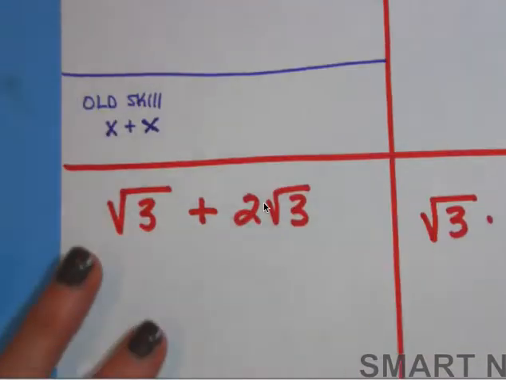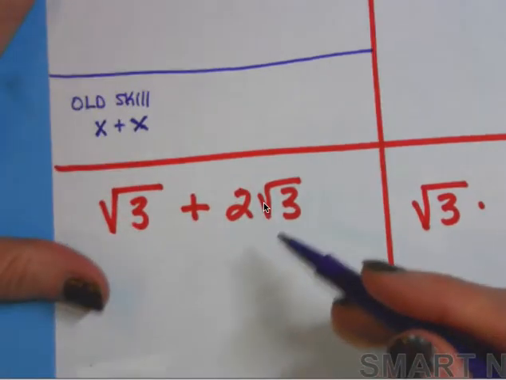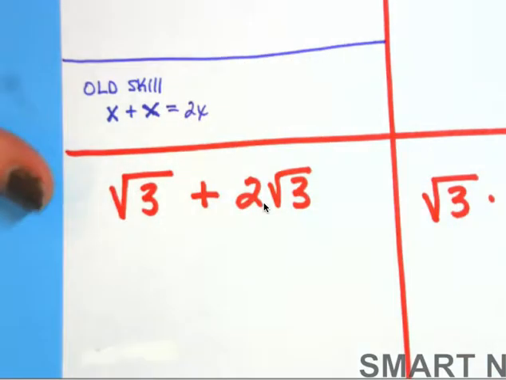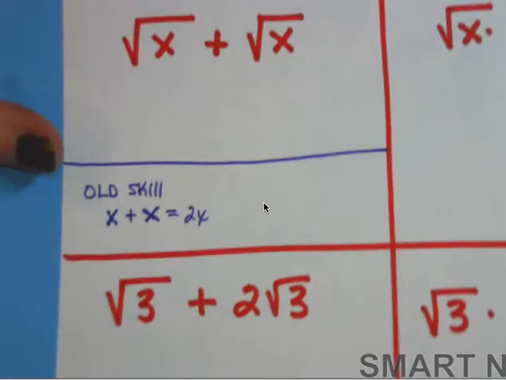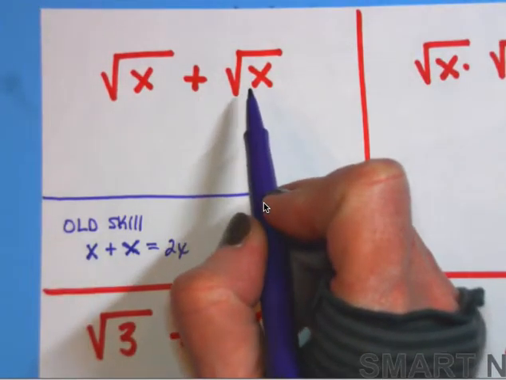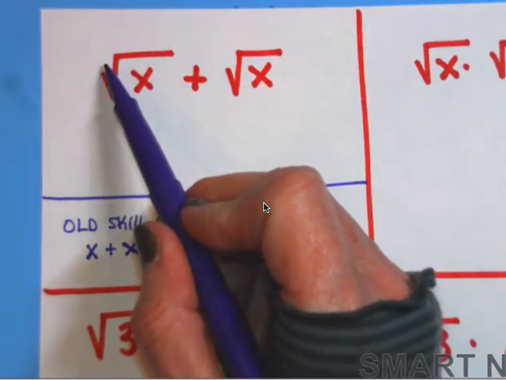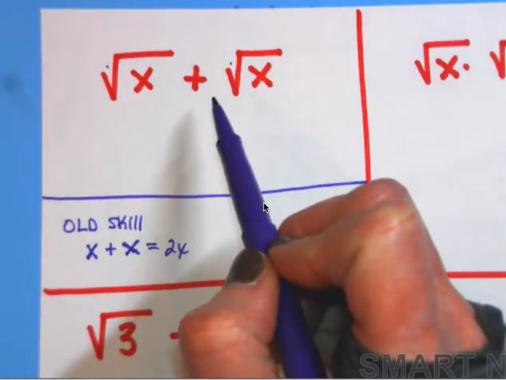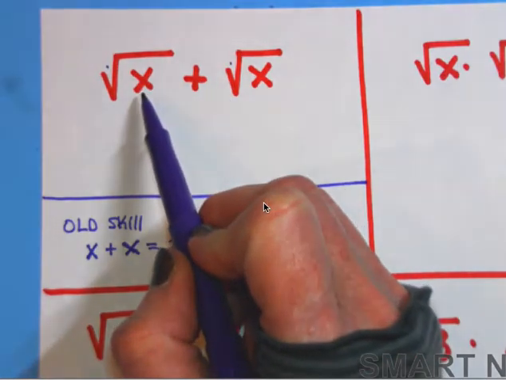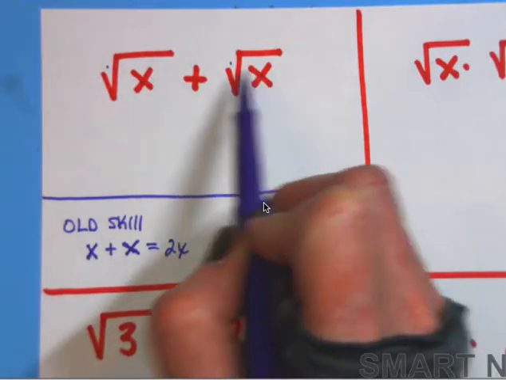So to go back to a really basic old skill, if I simply had x plus x, I would simplify this down to 2x. To take this up to the next level, if I have the square root of x plus the square root of x, I have to check a few things. First of all, I need to make sure that the index is the same. So they both have an index of 2. And then I need to check the radicands, the number or the expression underneath the radical. I must have matching terms underneath the radical.